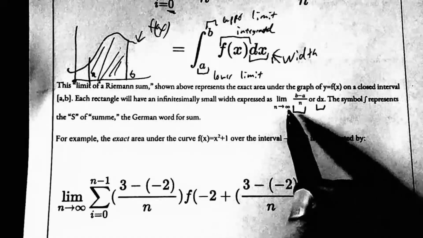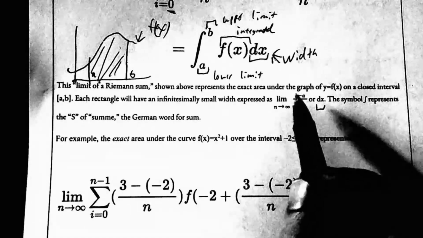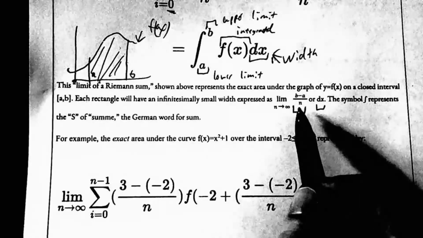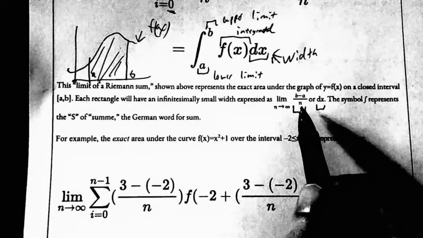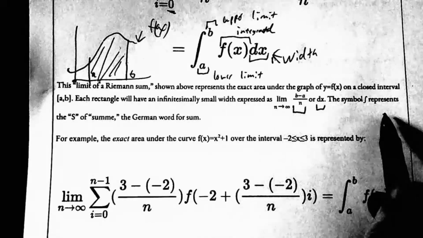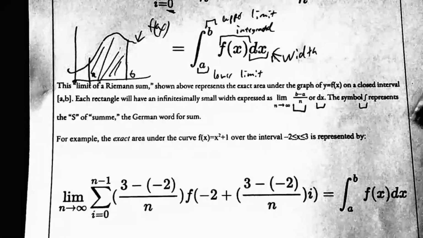If you think about this, n is going to infinity, so this is essentially zero. It doesn't matter what's on top. The bottom's infinity, so it's infinitely small, infinitesimally small. And this is the integral symbol.